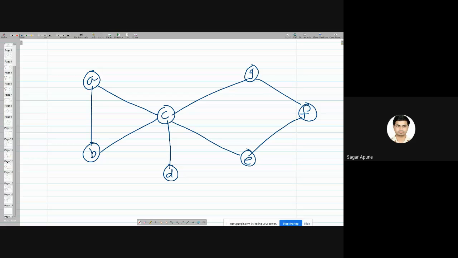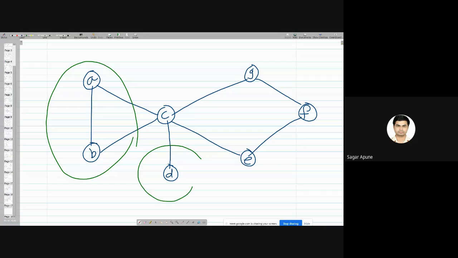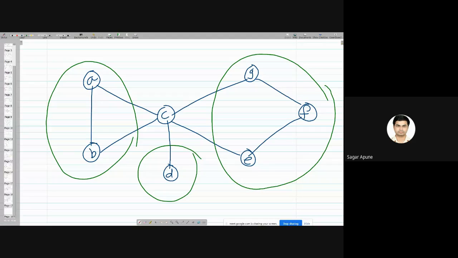If I remove C, my graph is divided into 3 subgraphs, right? This is my graph 1, A to B. This is my graph 2, single vertex D. This is my graph 3, G, F, E. So if I cut C from the graph, it is divided into 3 graphs. So C is my articulation point.